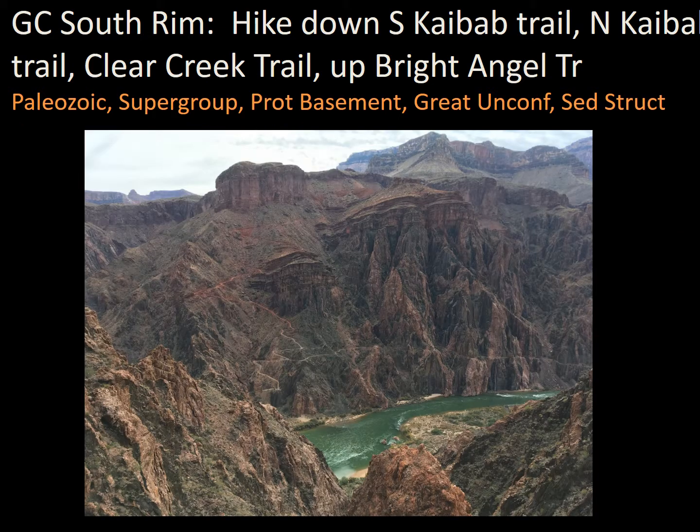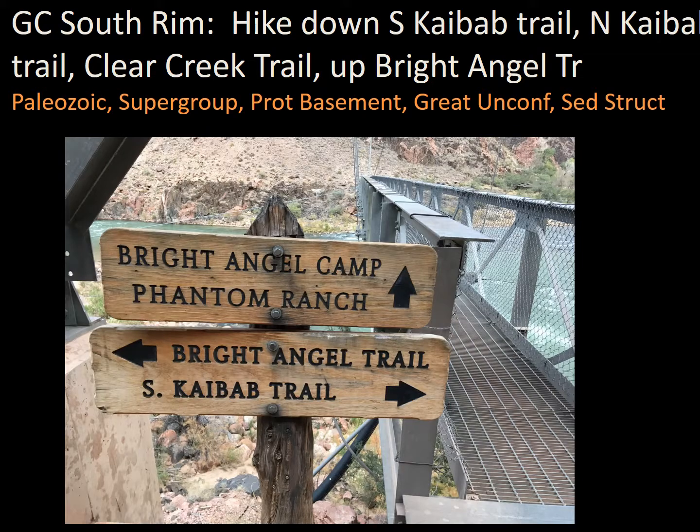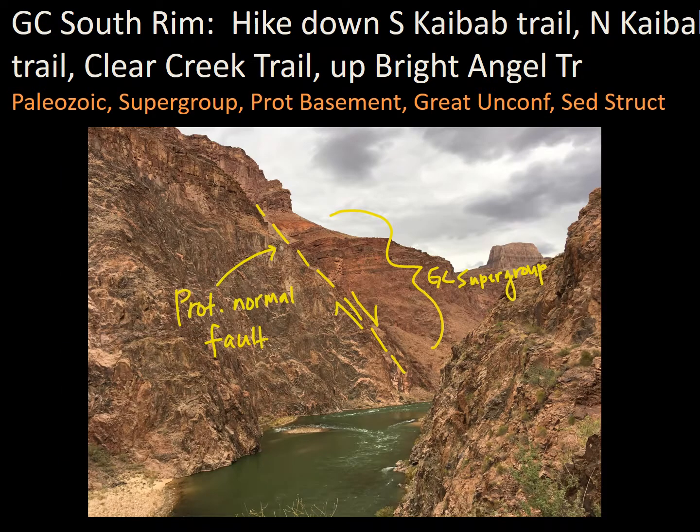Here's a great look back from the Clear Creek Trail from where we came. This is the South Kaibab Trail, which we hiked down to get to the river. The river's flowing that way. So on our hike out, we cross from the other side of the river, cross over the Silver Bridge, and then we're going to follow the Bright Angel Trail off to our left towards Indian Garden.